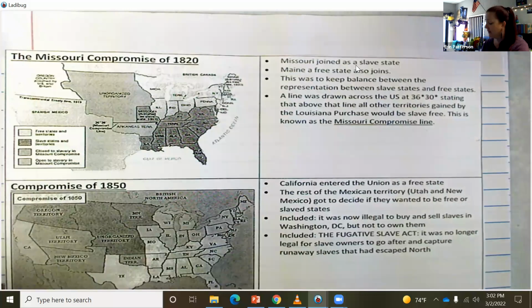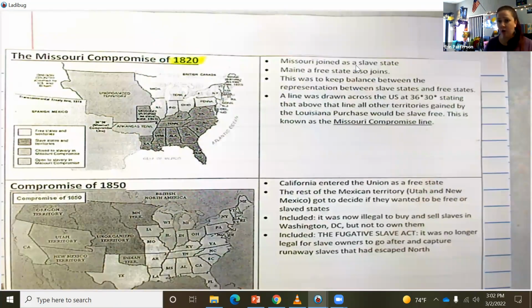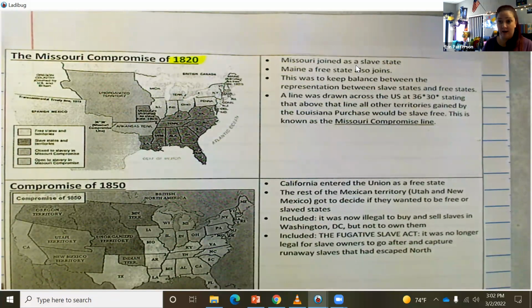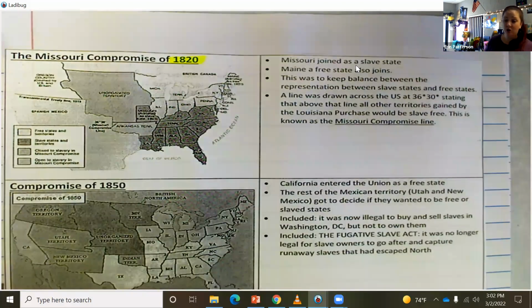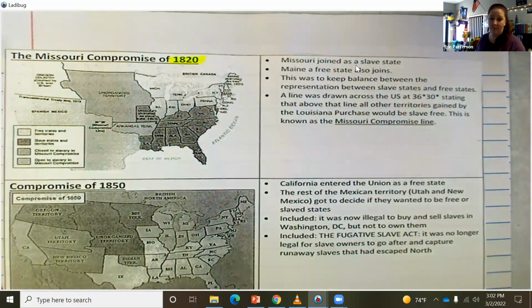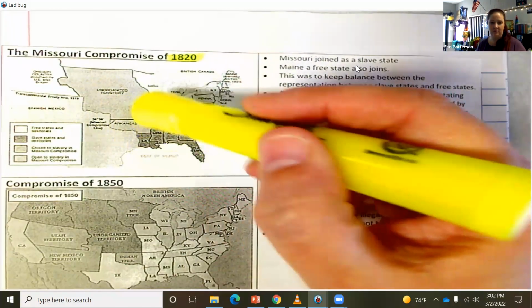So 1820, that's before the California Gold Rush. That started in 1848. Remember, we talked about the 49ers. So 1820, we're talking 29 years before that even happened. So we've really just gotten the Louisiana Territory here.